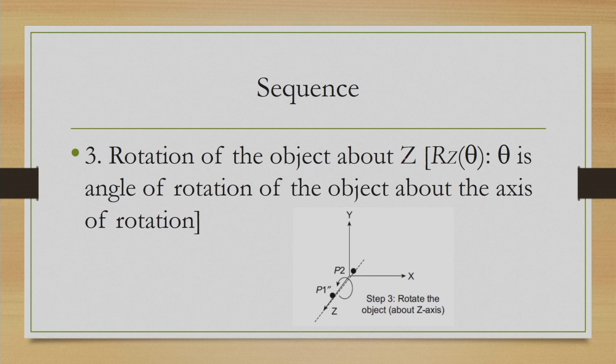Now, we have aligned the axis with the z axis, and then we perform the rotation about the z axis, which is our original objective. So, then we use the rotation matrix with respect to the z axis. Here theta is the angle of rotation of the object. Remember that this theta angle of rotation is with respect to the arbitrary axis. Now, we are using it to rotate about the z axis, because we have aligned the arbitrary axis with the z axis.